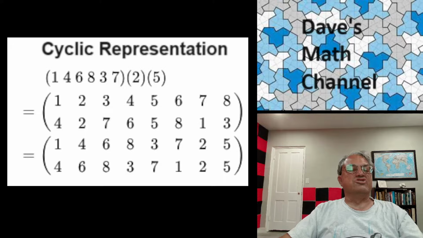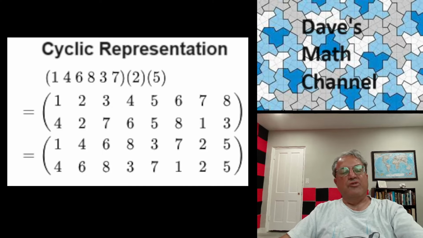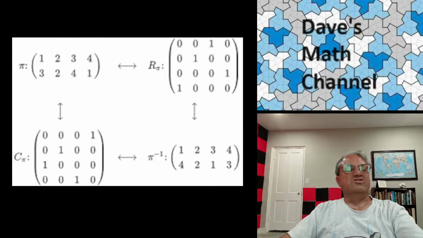Or you can write it the way they show on the bottom. You don't have to start with 1, 2, 3, 4, 5, 6, 7, 8 in the top row. So there are other ways you can write this permutation down. Those are just different representations. And there's also something called the matrix representation of a permutation.